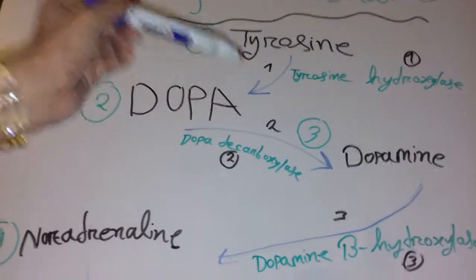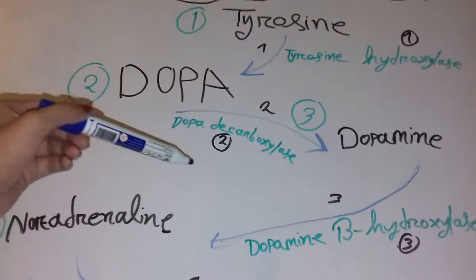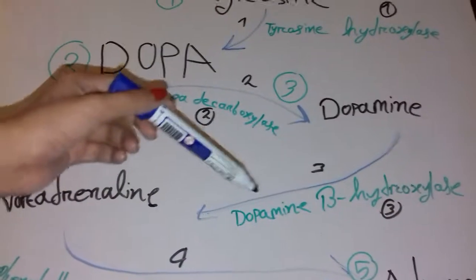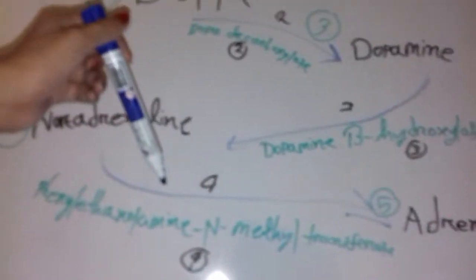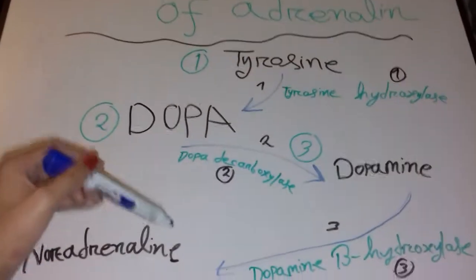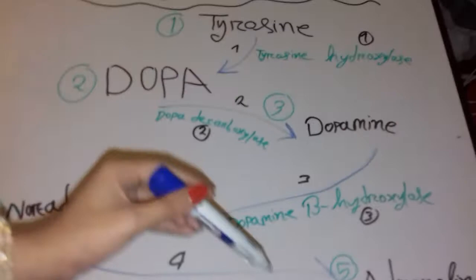So here is tyrosine, and tyrosine becomes dopa by the action of tyrosine hydroxylase. Dopa becomes dopamine by the action of dopa-decarboxylase, and dopamine becomes noradrenaline by the action of dopamine beta-hydroxylase, and noradrenaline becomes adrenaline by the action of phenylethanolamine N-methyl transferase. So it's easy to remember: T, D, D, N, A.